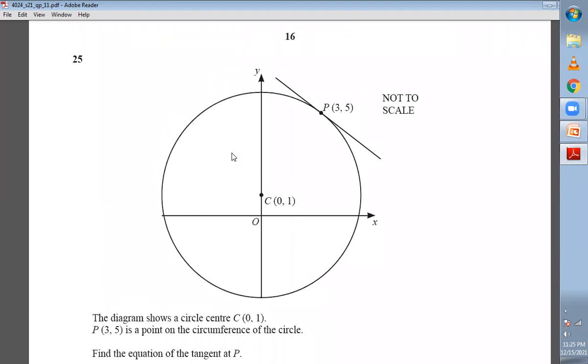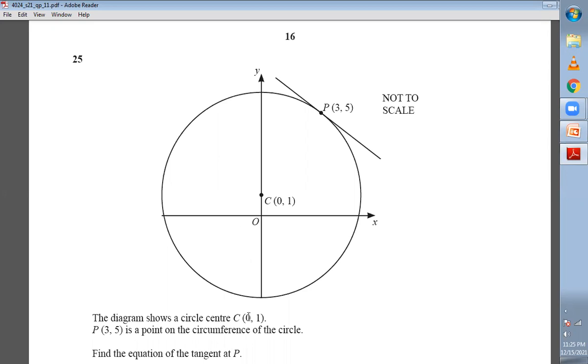That's question number 25. Here a circle is given. The center of the circle is C, which is (0, 1). The point on the circumference is P, which is (3, 5). And on that point, the point of tangency, we have a tangent there.